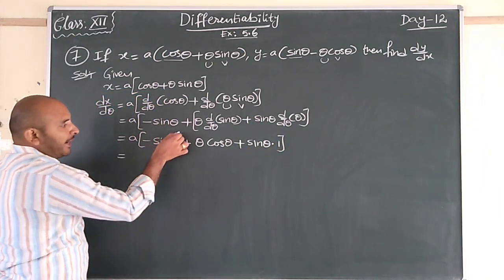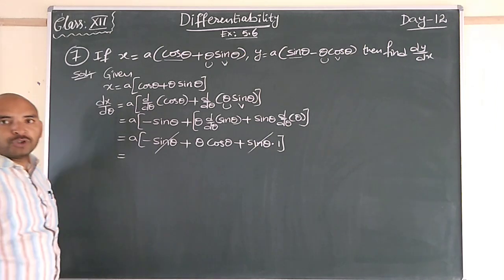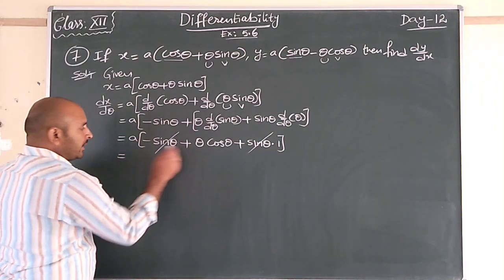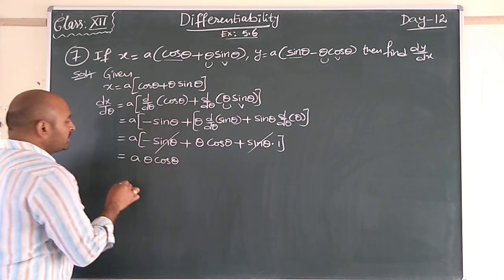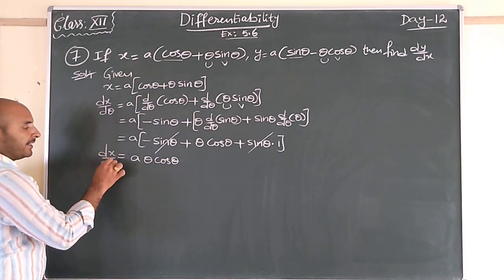So it is equal to minus sin theta plus sin theta, both values cancel. So you get a theta cos theta. This is dx by d theta.